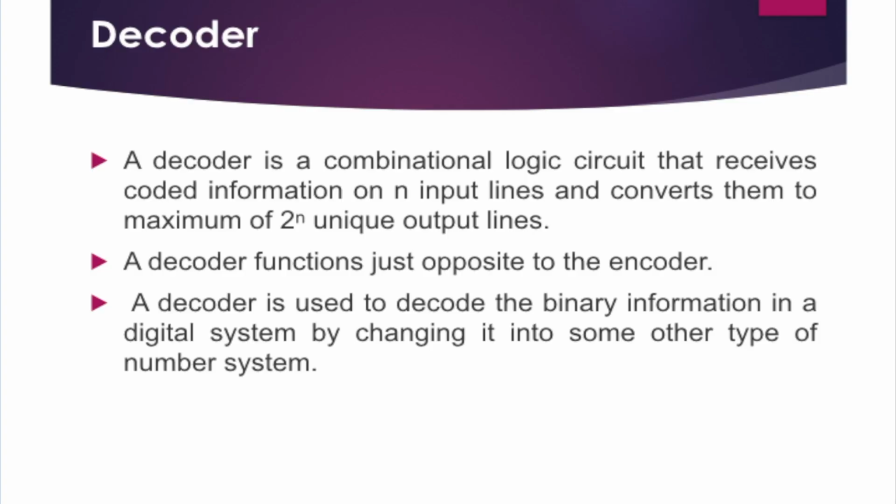Now we discuss the decoder combinational circuit. A decoder is a combinational logic circuit that receives coded information on n input lines and converts them to a maximum of 2 to the power n unique output lines. A decoder functions just opposite to an encoder, and the decoder will have fewer than 2 to the power n outputs when some of the n-bit decoded information is unused or are don't care combinations.